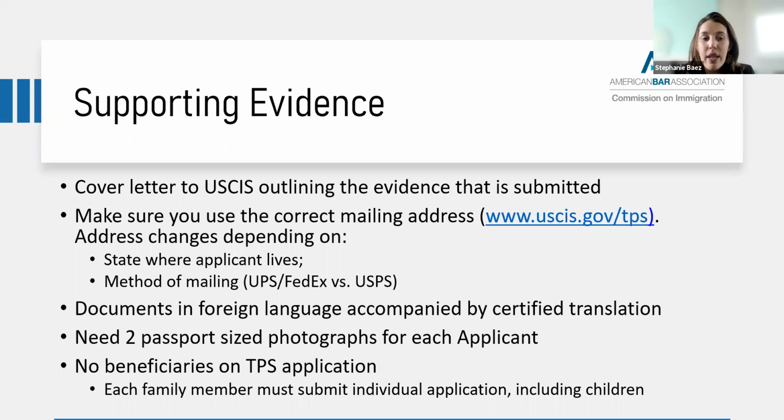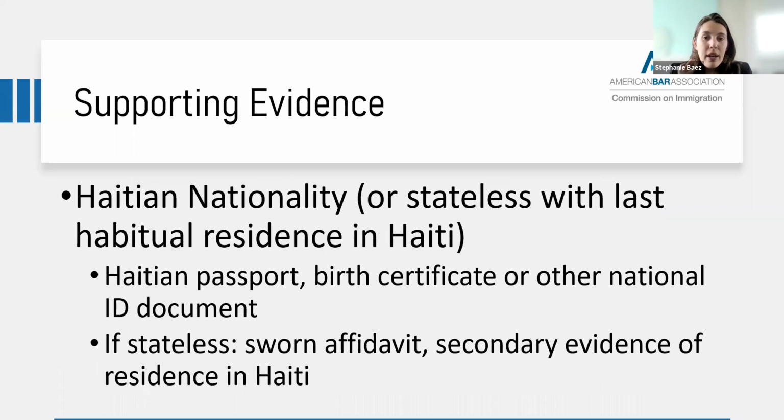Each applicant also needs to submit 2 passport-sized photographs. And just another reminder that there's no beneficiaries on a TPS application. So each person needs to submit their own individual application with this evidence attached. So the first bucket of evidence is the documentation that shows, again, this is specific to Haiti, all of my examples throughout today's presentation, but it's going to be the bucket of evidence that shows Haitian nationality. So that can be a Haitian passport, a birth certificate, or another national ID document.